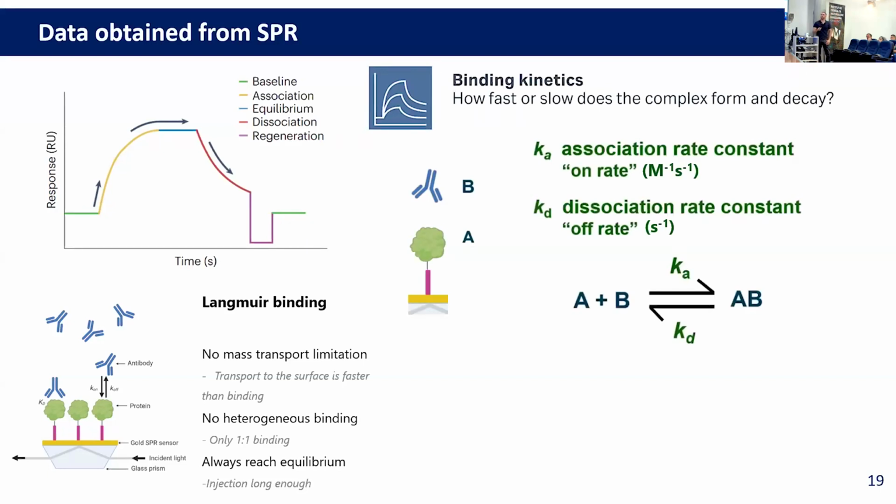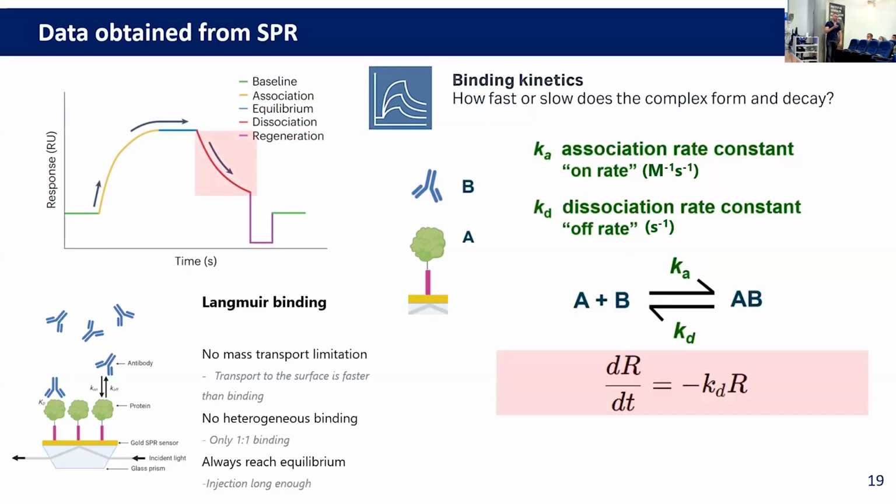The first information that we can obtain from SPR is the binding kinetics. So in this Langmuir binding simplification, we have two molecules, B and A, that form a complex. This complex is governed by the association constant Ka, and this is also reversible. And the dissociation is governed by Kd, which are these constants.